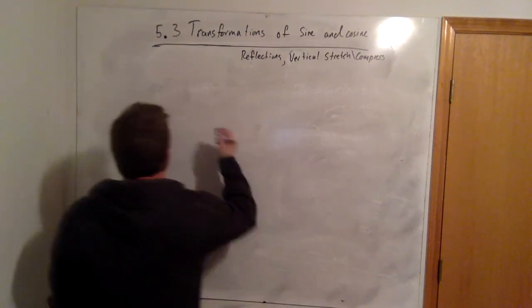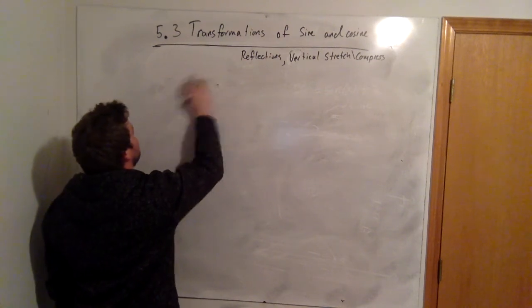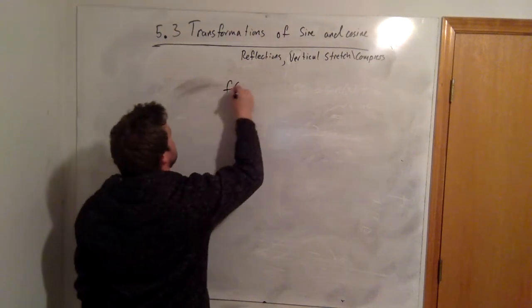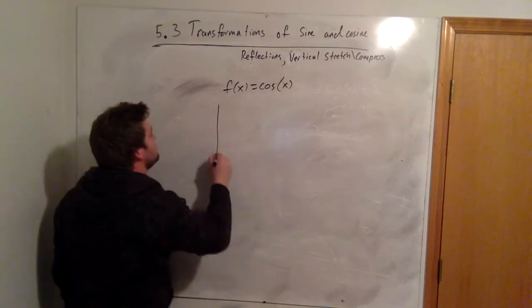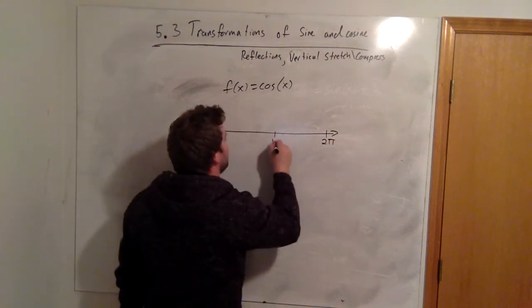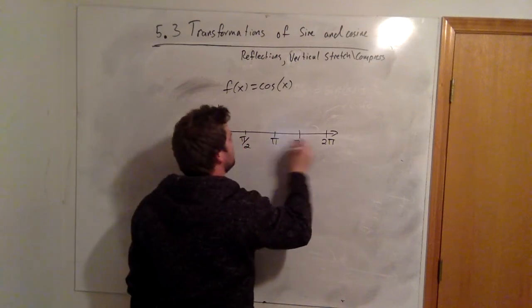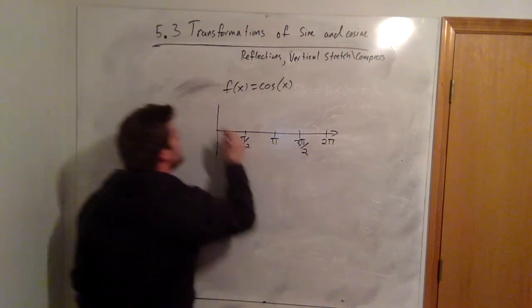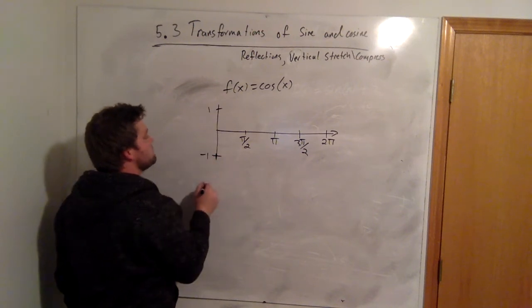So let's say, for example, I have the function f of x. Let's graph cosine of x. Okay. Cosine also has a period of 2 pi. So here's pi. Here's pi over 2. Here's 1, 2, 3 pi's over 2. Okay. Cosine still has an amplitude of 1.